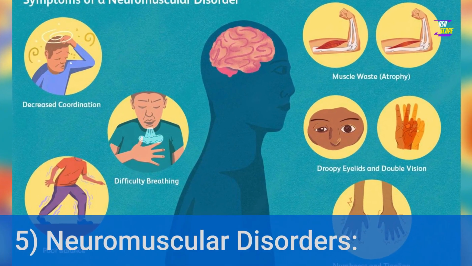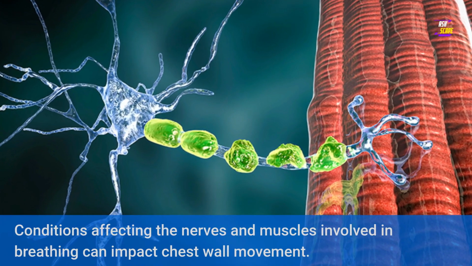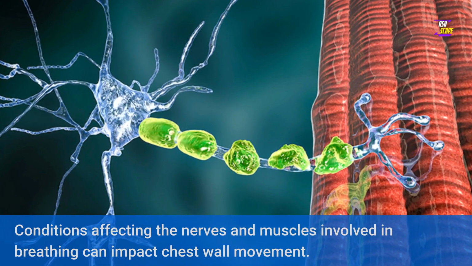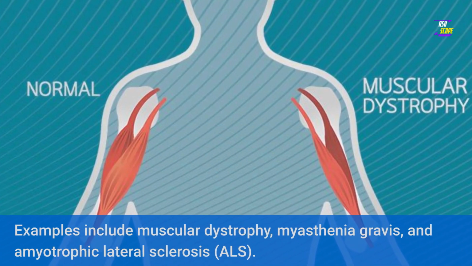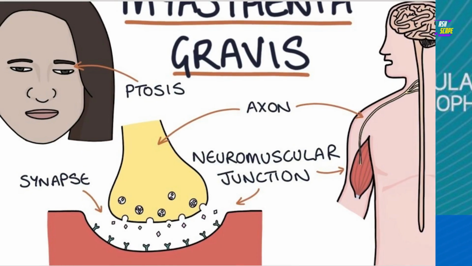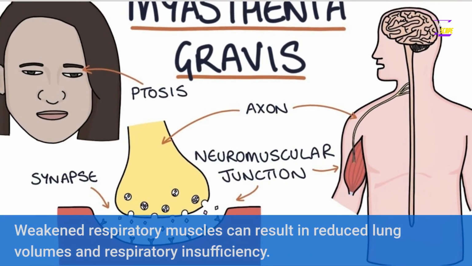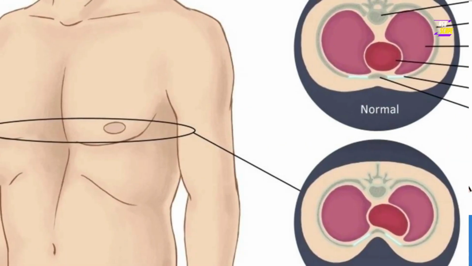5. Neuromuscular disorders. Conditions affecting the nerves and muscles involved in breathing can impact chest wall movement. Examples include muscular dystrophy, myasthenia gravis, and amyotrophic lateral sclerosis, ALS. Weakened respiratory muscles can result in reduced lung volumes and respiratory insufficiency.